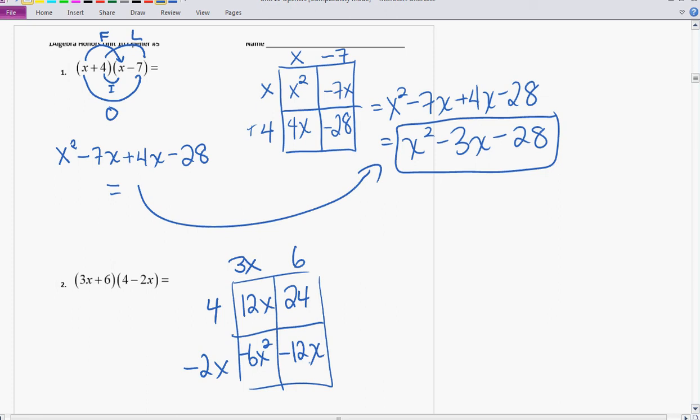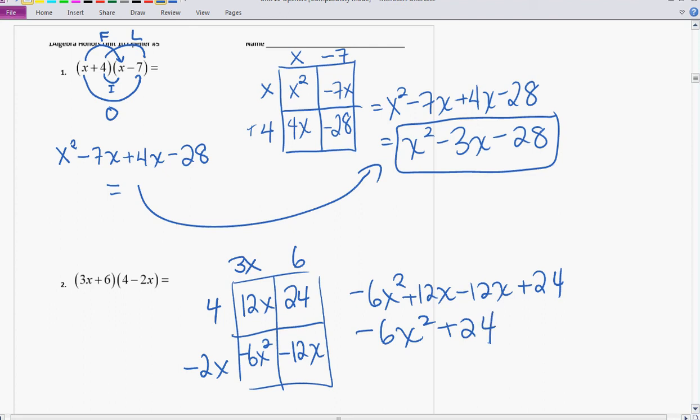So now looking at this, adding it up, I have -6x squared plus 12x minus 12x plus 24. Now the plus and the minus 12x's negate each other, so it turns to 0, and I'm left with just -6x squared plus 24.